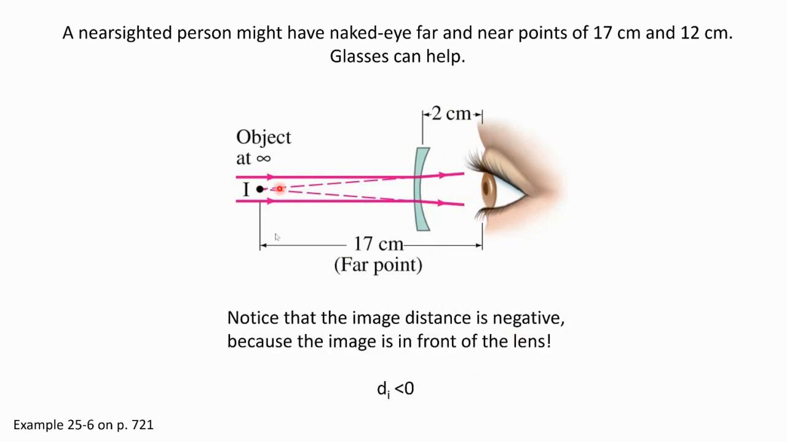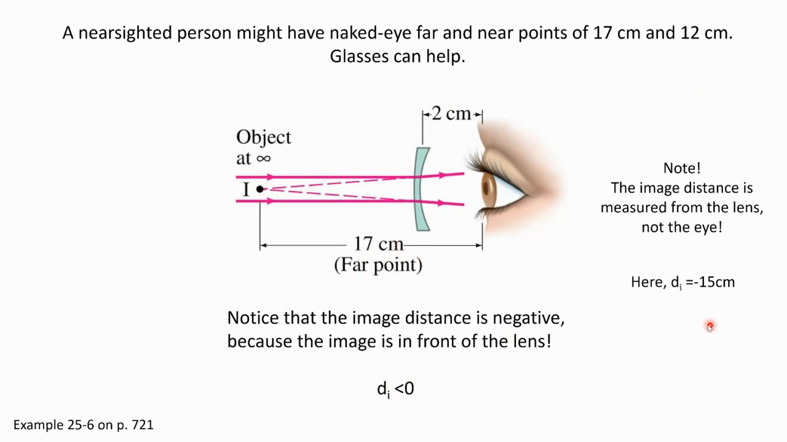Okay, but notice that, since of the way we're measuring things, the object is over here on this side of the lens, and the image is on the same side of the lens. So we have a negative image distance. The image is formed on the same side of the lens where the light comes in. So the image distance is negative. Again, I want to emphasize the image distance is measured from the lens, not the eye. So the image distance is not 17 centimeters, it's 15. Actually, negative 15 centimeters. 17 minus 2, and then throw the negative sign in for the placement of the image. So in that situation on the screen, the image distance is negative 15 centimeters.